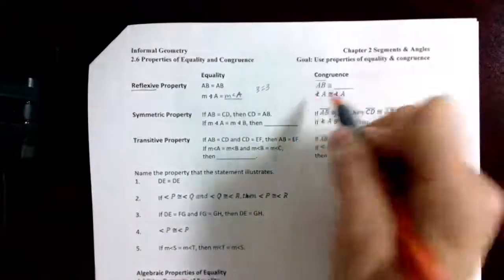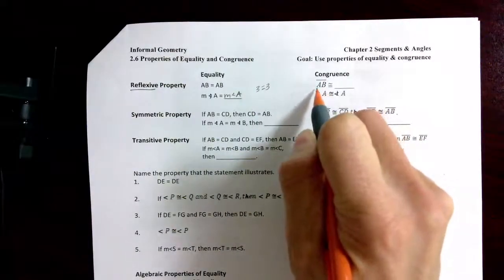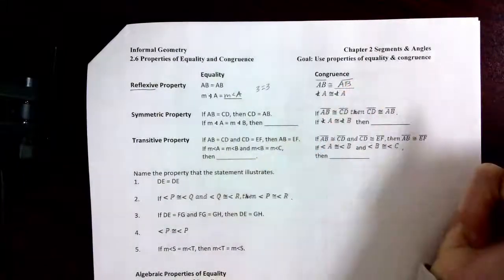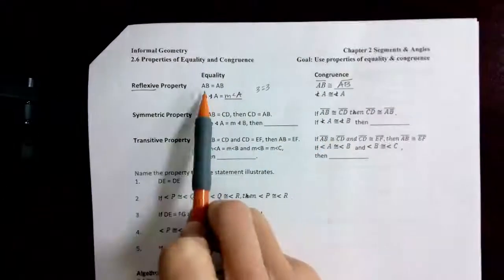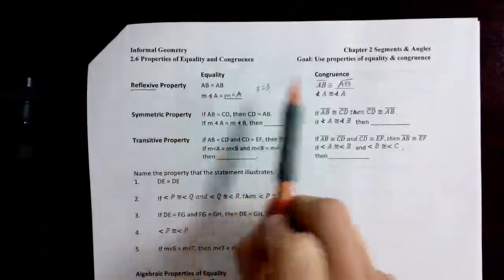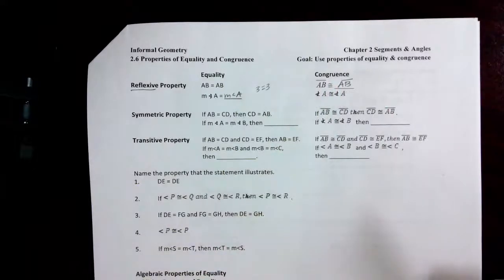It also works for congruent. So if I'm talking about segment AB, I can say it is congruent to segment AB. It doesn't matter if it's equality or congruence. It's whatever is on one side of the equation is the exact same thing on the other, okay?